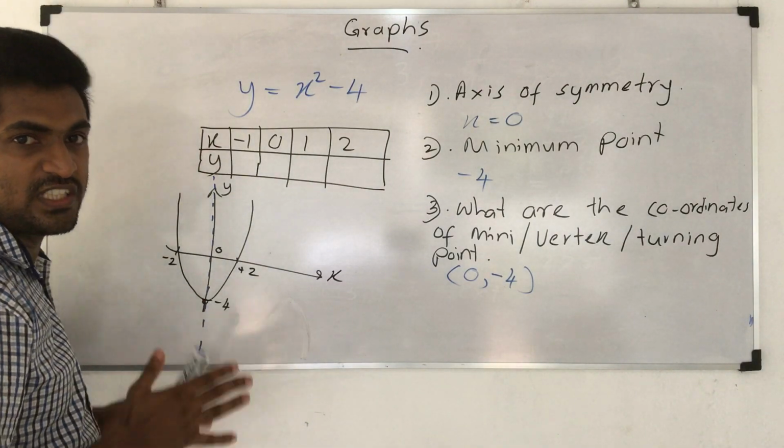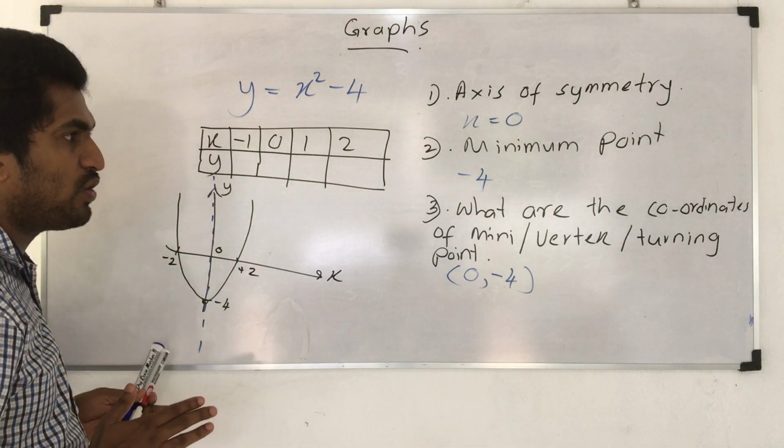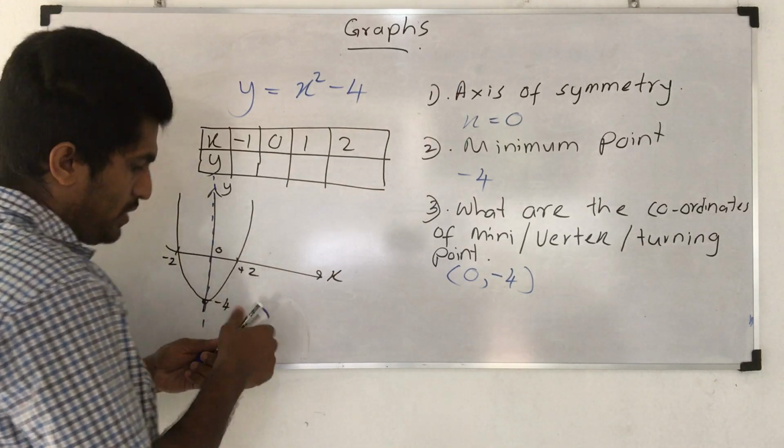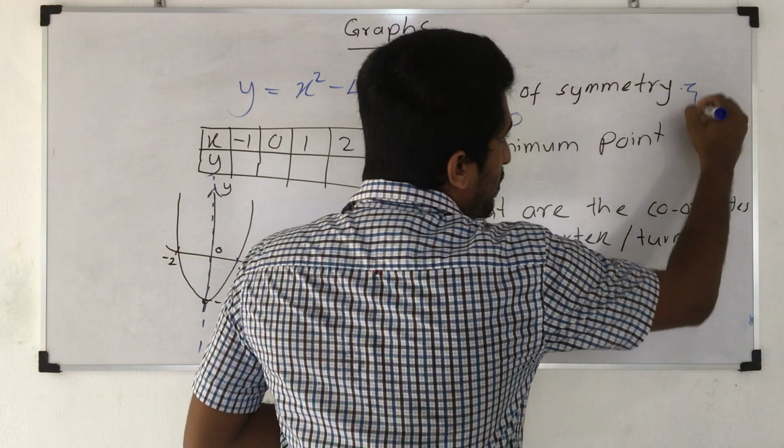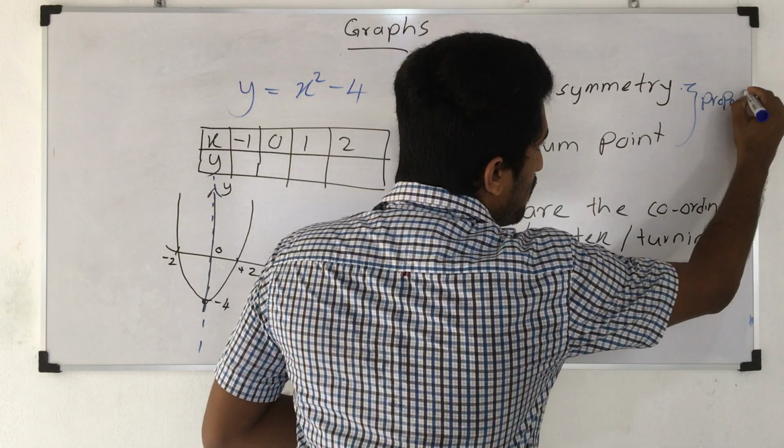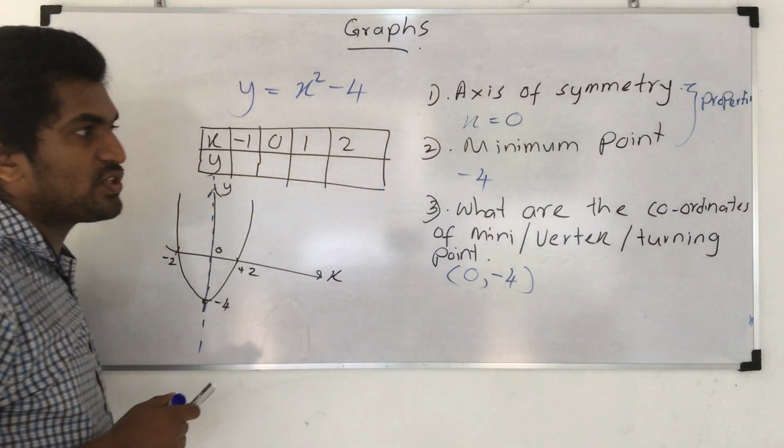These three are the first three questions they can ask in this parabola graph, and these two are the properties of this. These two are the properties of the parabola graph.